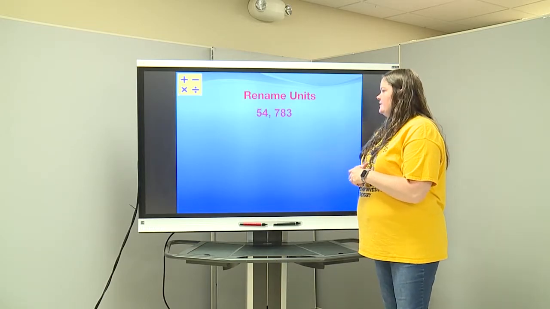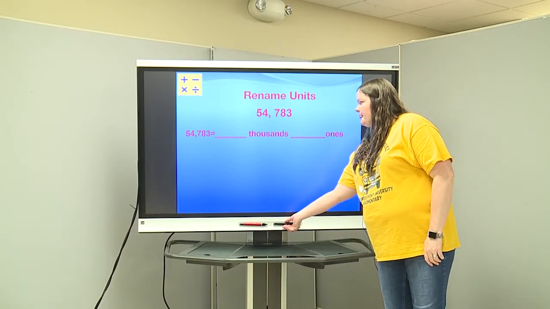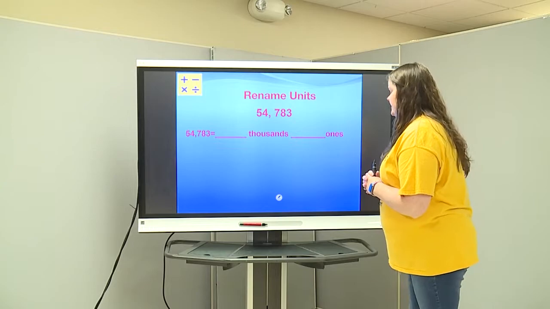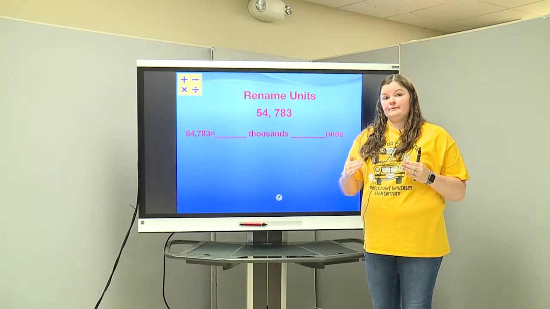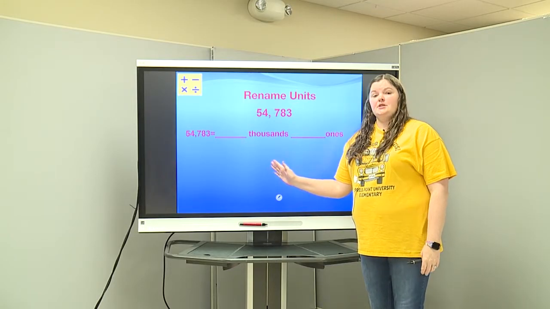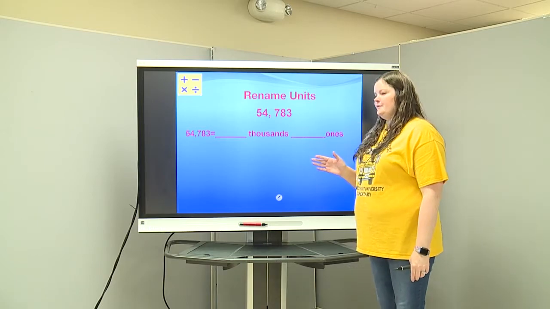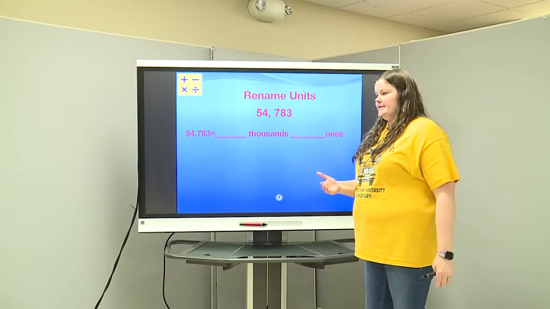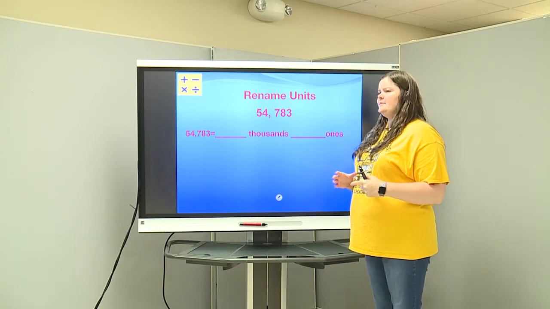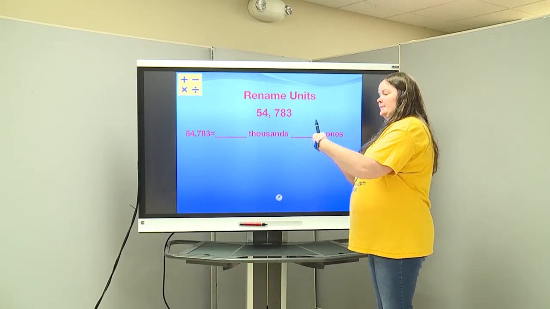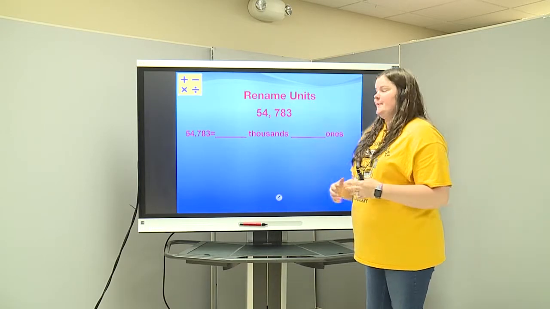Our fluency is to rename units. So let's look at this first number. I've got 54,783. The way they want us to break this down or to rename is in the thousands units and the ones. We have talked about this before in previous lessons, maybe lesson 1 or 2, where we talked about breaking it down into the ones base units and then the thousands base units.